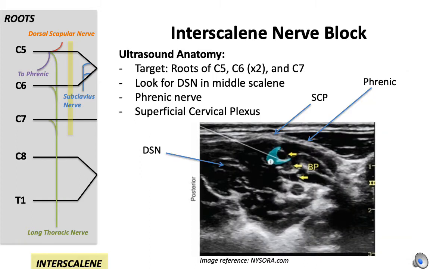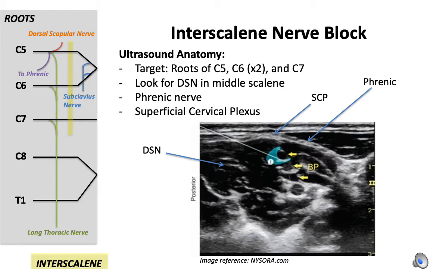Here we will briefly touch on the ultrasound anatomy of this block. In the picture above, you can see the roots of C5, C6, and C7. C6 will often present as two separate roots, one on top of the other. The dorsal scapular nerve, responsible for innervating the rhomboids, can sometimes be seen as it courses through the middle scalene muscle. It is important to avoid injury to this nerve with your needle, as it heads towards the nerve roots when performing the block.